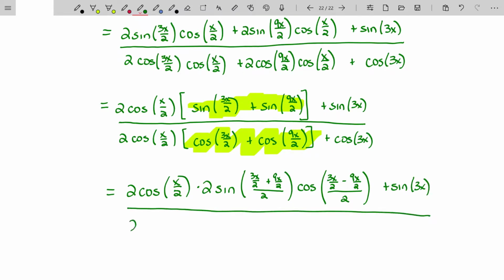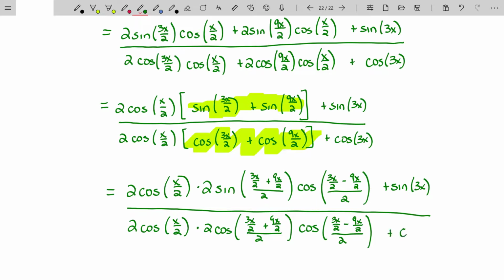Divided by, and you do the same thing, 2 cosine of x over 2. The sum of 2 cosines will turn into twice the cosine of 3x over 2 plus 9x over 2 divided by 2. So basically the sum of their angles divided by 2. And then the cosine of the difference of their angles divided by 2. So 3x over 2 minus 9x over 2 divided by 2. All right. And then we still have that plus cosine of 3x hanging off the back there.